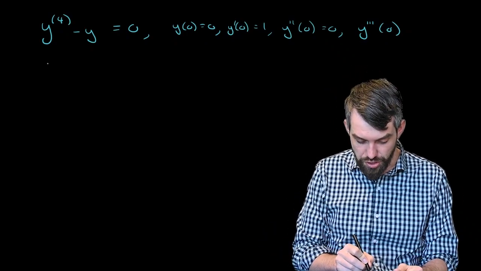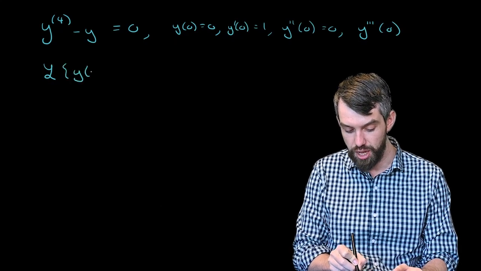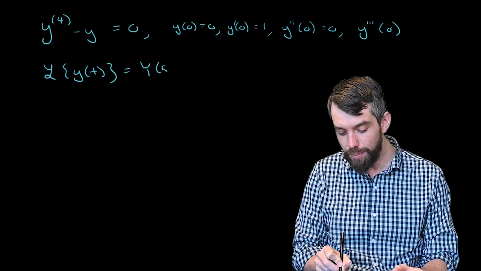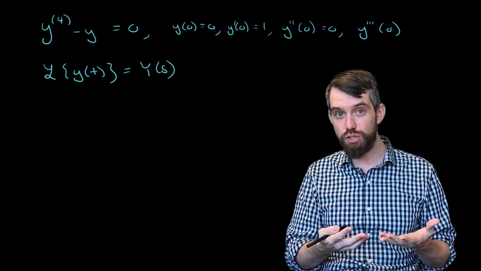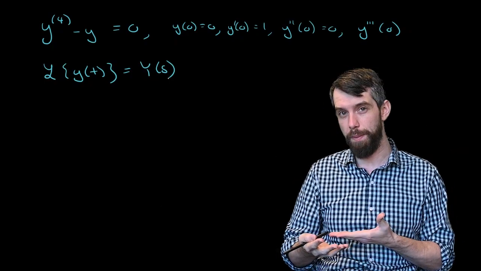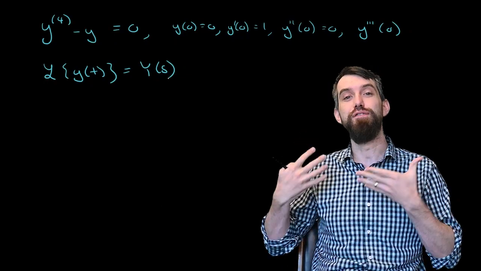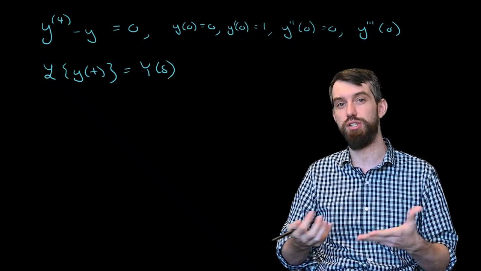The first thing I'm going to do is define that the Laplace transform of just this function y of t, I will give that the name capital Y of s. The way this method is going to work is I'm going to apply the Laplace transform, which is going to convert this differential equation into an algebraic one. I'm going to solve that algebraic equation, and I'm going to try to use the method of inverting my Laplace transform to get back to a solution to this initial value problem.